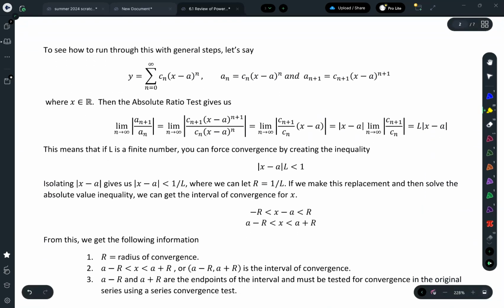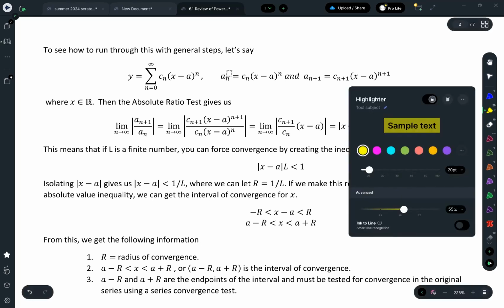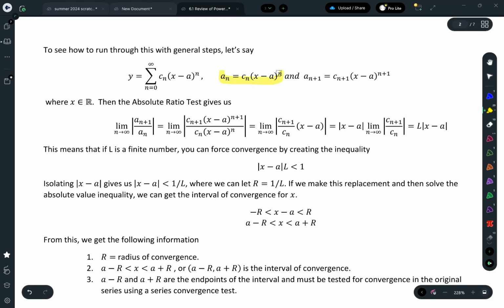So this is more of a generic example, but let's just see how to run through this with some general steps when we're dealing with y equals the summation, n goes from 0 to infinity, of c sub n times (x minus a) to the n. Well, in that particular series, I've written out for us that a sub n is c sub n times (x minus a) all to the n, and a sub n plus 1 is c sub n plus 1 times (x minus a) to the n plus 1. So I'm going to use the absolute ratio test on that and look at the absolute value of the ratio and take the limit.